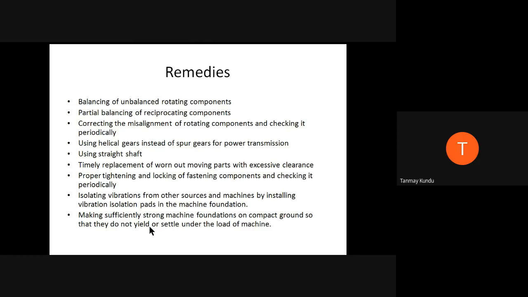Machine foundation must be rigid enough on the compact ground so that it does not yield or settle under the load of the vibration.